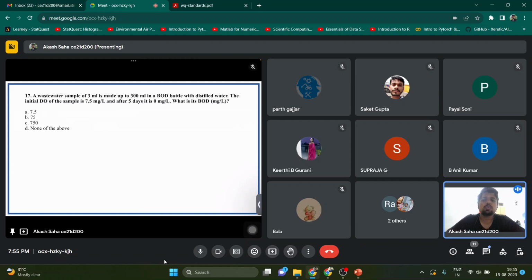If the DO is going to 0 milligram per liter at the end of 5 days, then we don't know the actual picture of the system because all the DO is exhausted. So in these cases, we cannot calculate the BOD. It is not possible. Is it clear? So the answer would be none of the above, because we cannot calculate the BOD of the system as all the dissolved oxygen has been finished within 5 days, and there may be more organic matter present in the system that may require more dissolved oxygen. So we cannot say how much is actually required for biodegrading the organic matter.